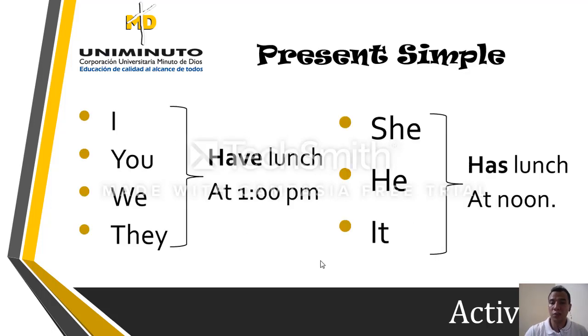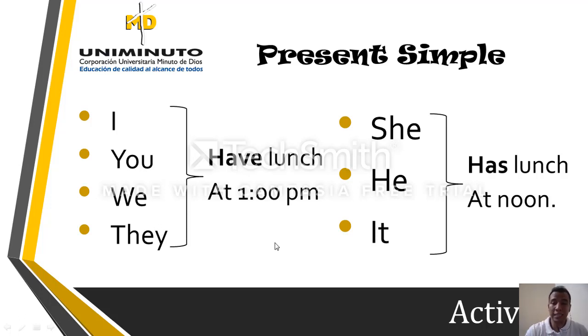So it's important that you know that if I talk about me, if I talk about you, or if I talk about we, I mean you and me, or if I talk about other people in general, that I say they, I can say I have lunch at 1 p.m., you have lunch at 1 p.m., we have lunch at 1 p.m., or they have lunch at 1 p.m. Yes? Or I can replace, for example, my parents with they: my parents have lunch at 1 p.m.